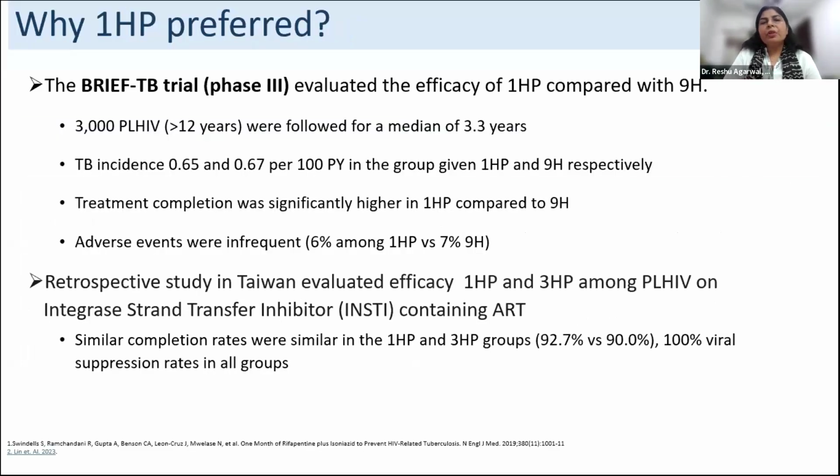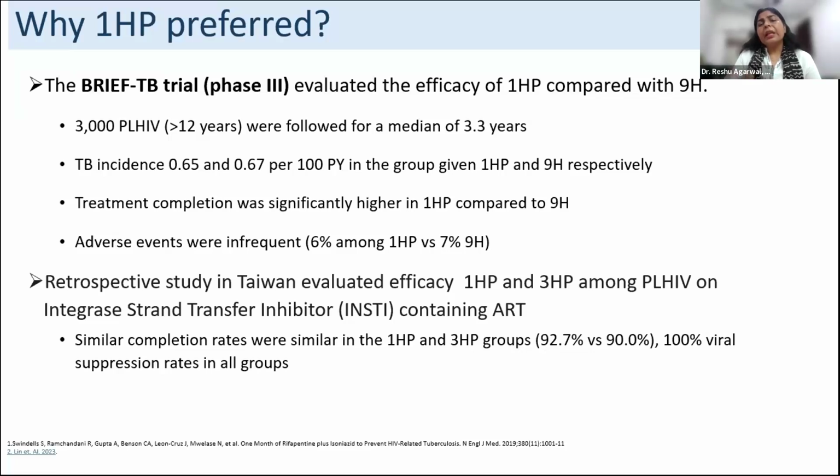Now, why did the program take this decision of using 1HP or 1 month of rifapentine and isoniazid for PLHIV? Obviously, the discussion point for the national program was that with 6 months of INH, there were some issues of discontinuation of the treatment, interruptions, people not completing IPT, and then there were issues in terms of the pill burden or the doses which patients were required to take.